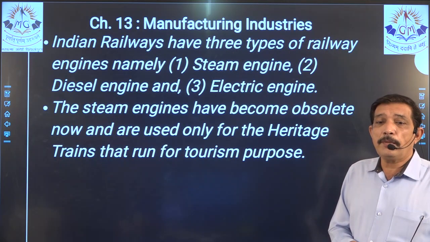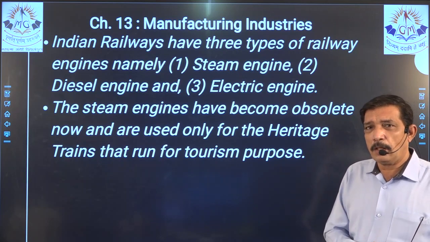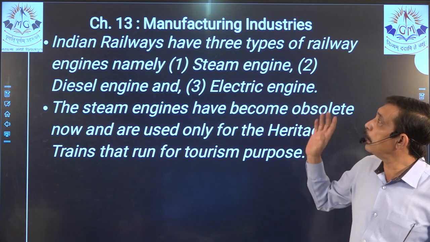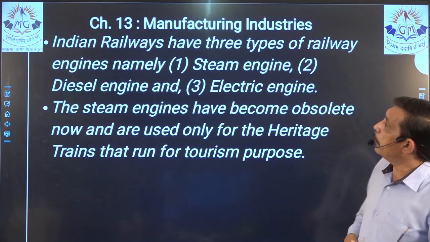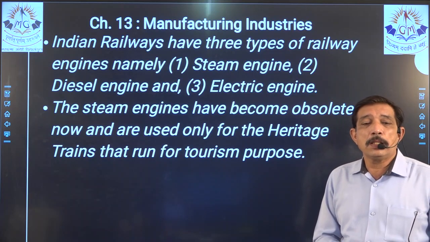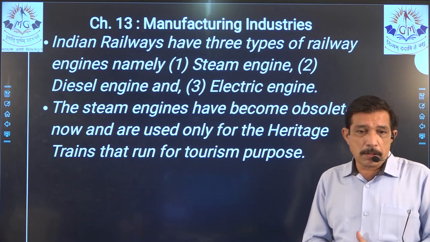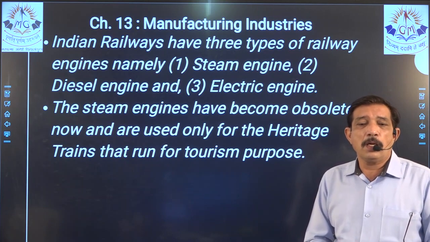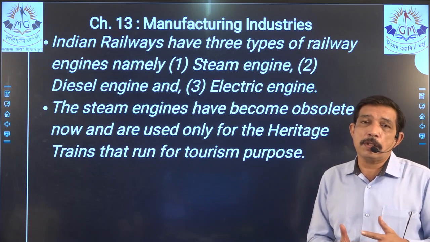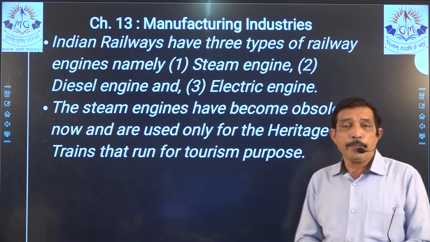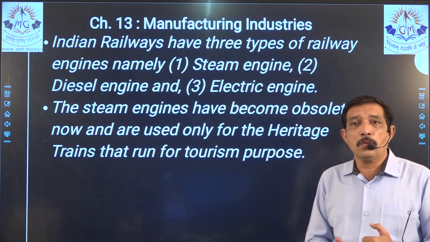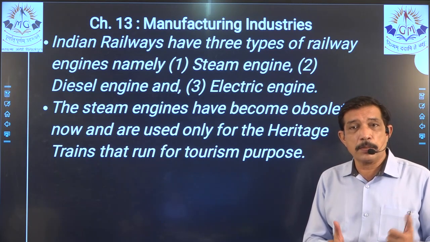Now, Indian Railway, this is a very short 2-mark question. What are the different types of railway engines? They are steam engine, diesel engine, electric engine. The steam engine has become obsolete because nowadays we use diesel and electric. Steam engines ran on coal, and the coal engines have been stopped. That is the meaning of obsolete.